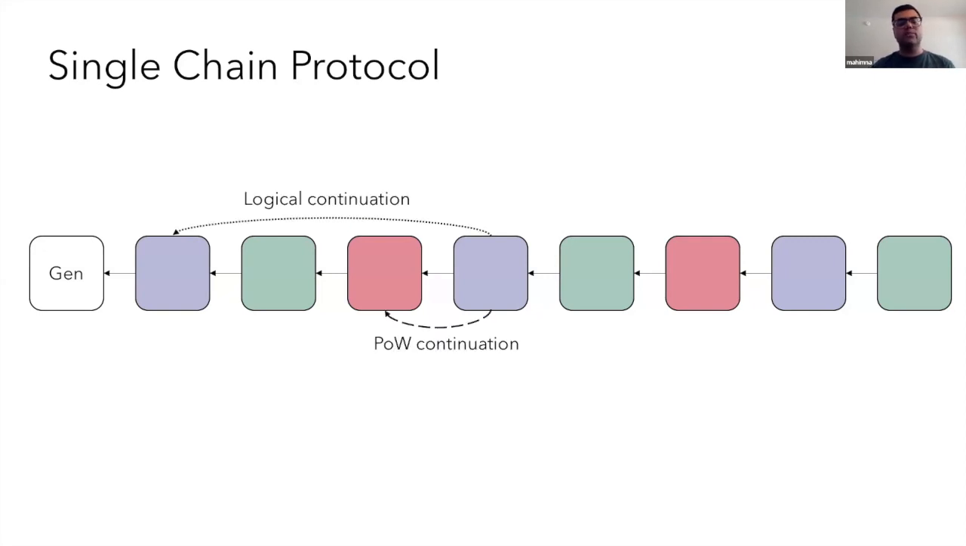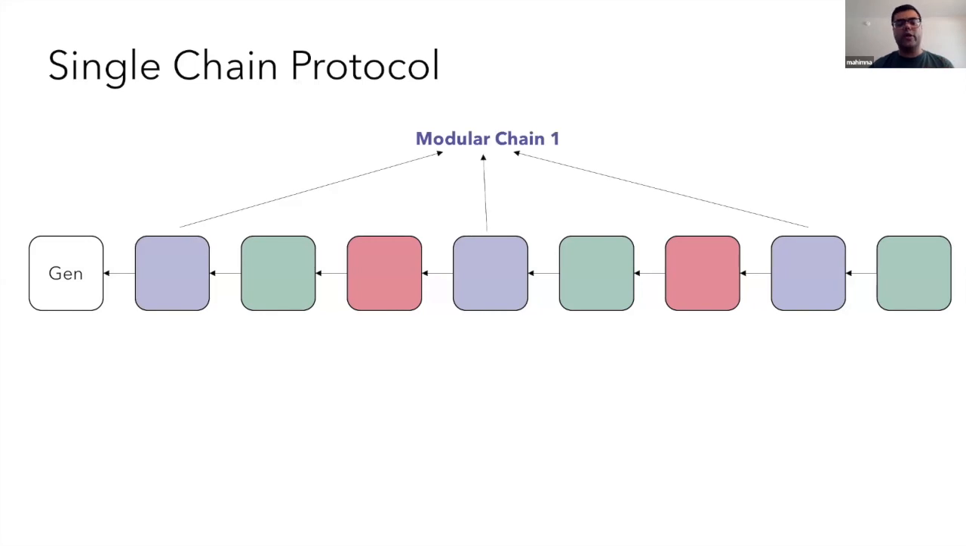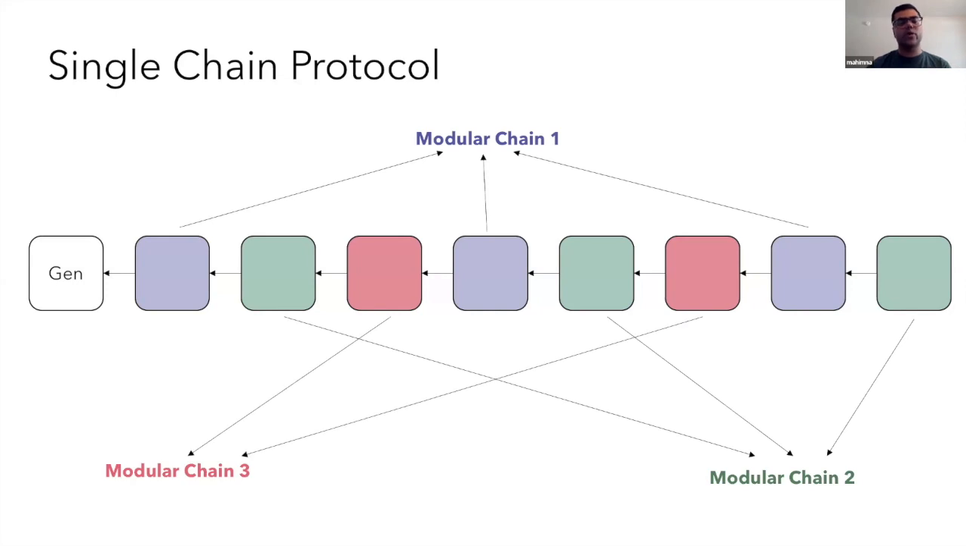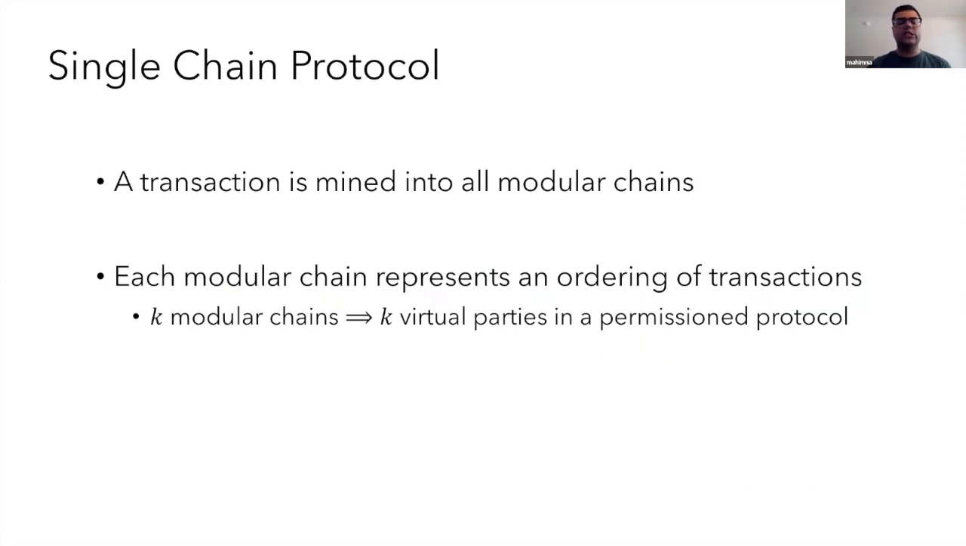And all blocks in the blue chain are kind of logical continuations rather than proof of work continuations. So all blocks in the blue chain are one ordering, all blocks in the green chain are one ordering, and all blocks in the red chain are one ordering. Nodes that are mining these proof of work blocks try to continue the transaction ordering from the previous logical connection block rather than the previous proof of work hash block. So every transaction is essentially mined into each one of these modular chains once. So every transaction is mined k times, and each of these modular chains represents an ordering of transactions.